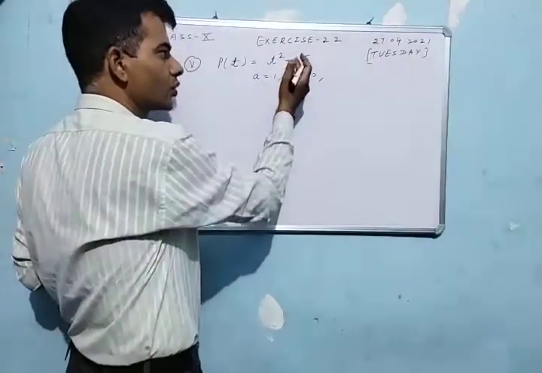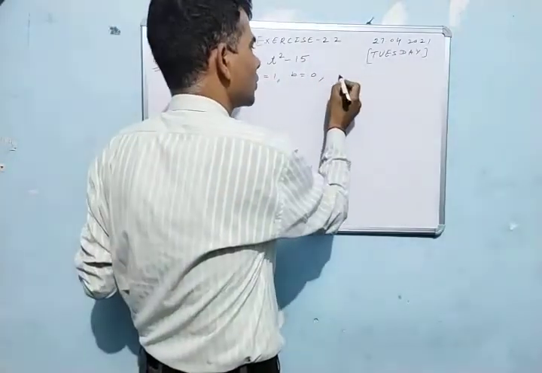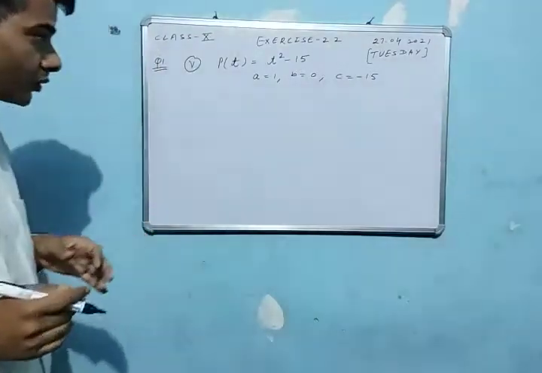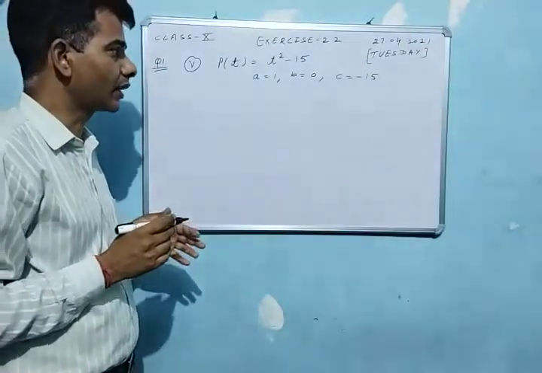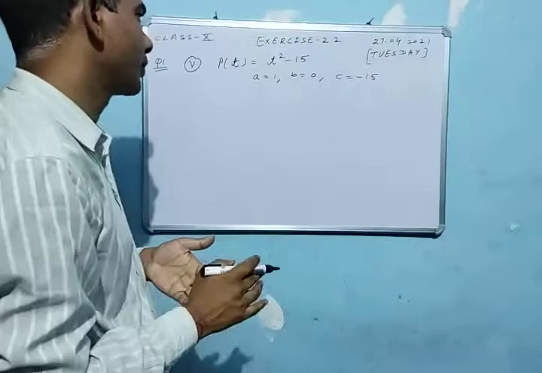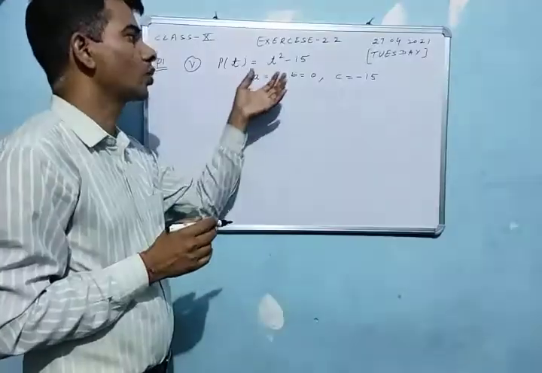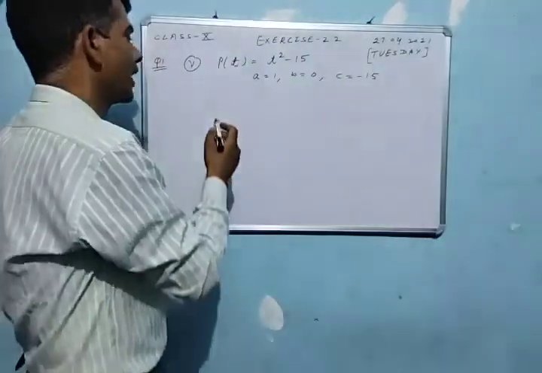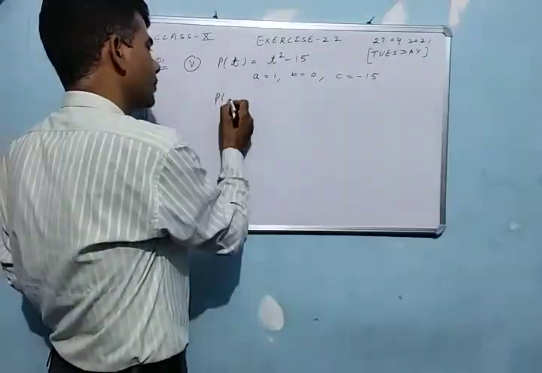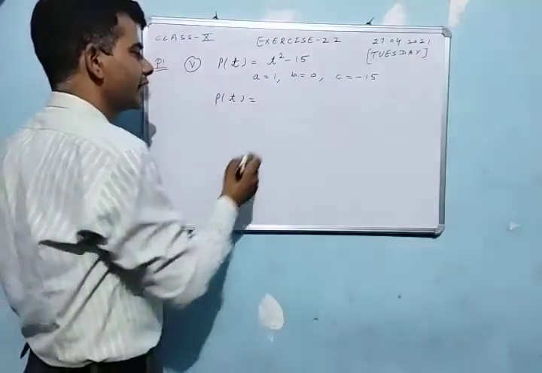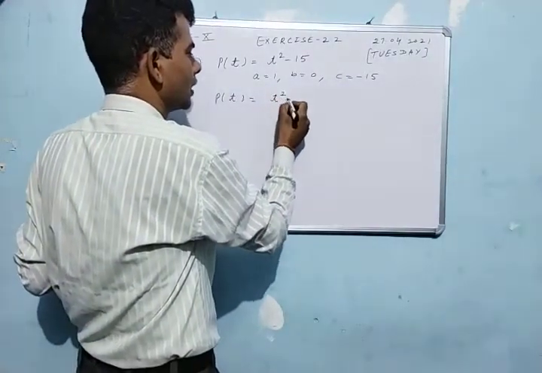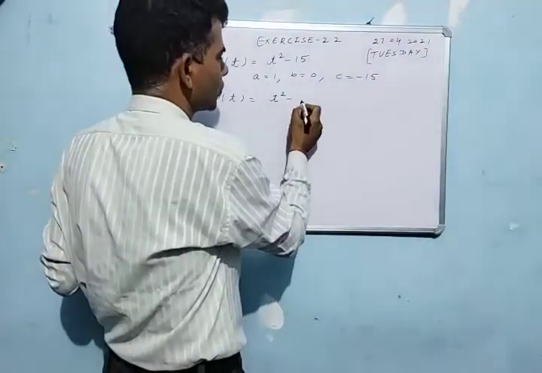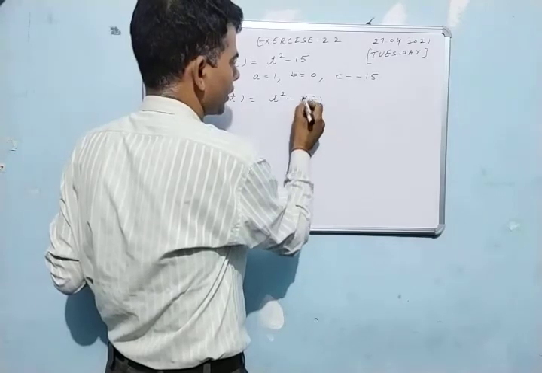And now, student, what is the constant term? The constant term, that is c, is equal to minus 15. Now, students, we did not factorize it by the split the middle term method because there is no coefficient of t to factorize it, that is P of t. Student, t square. Now 15 can be written as root 15 square.